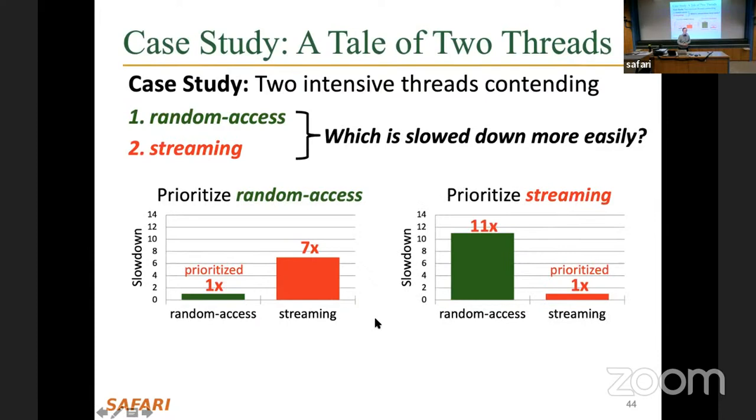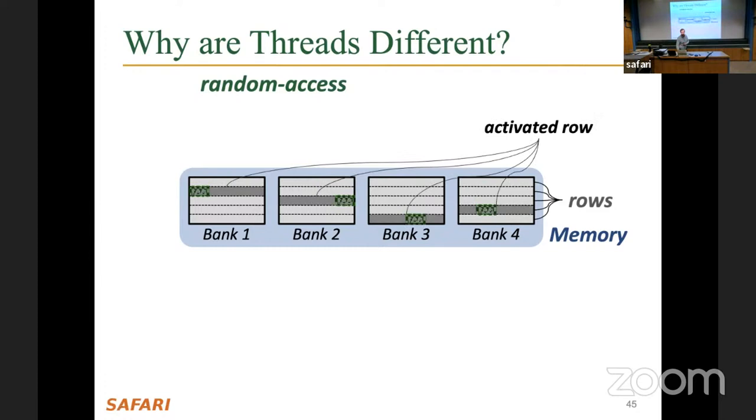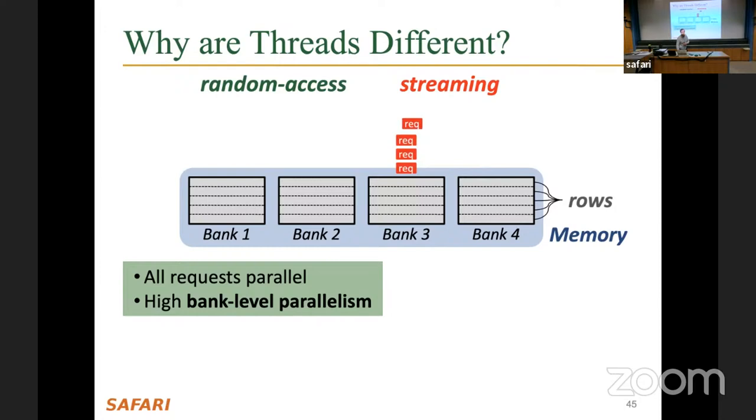In this particular case, the random access thread is much more vulnerable to interference because it gets delayed by a streaming thread. And we have seen this already, actually. If you have a heavily streaming thread that hogs a bank, it's really destroying whatever thread is trying to access that bank for some time. This is pictorially showing the same thing. If you have a random access thread, assuming an equal number of requests, you can see that the thread distributes its requests and normally has good parallelism. But a streaming thread keeps sending requests to the same bank for a long time.